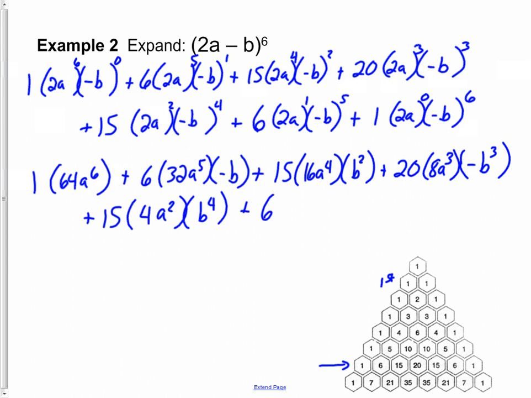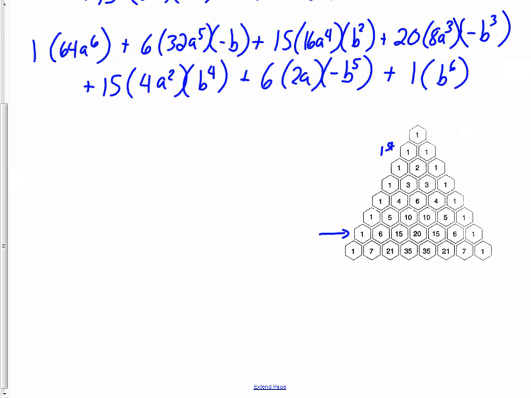And then 6 times 2a. Negative b to the 5th. Negative 1 to the 5th is still negative 1. And that would be b to the 5th. And then my last term would be 1 times b to the 6th. A negative 1 to the 6th power is a positive 1. B to the 6th is b to the 6th.